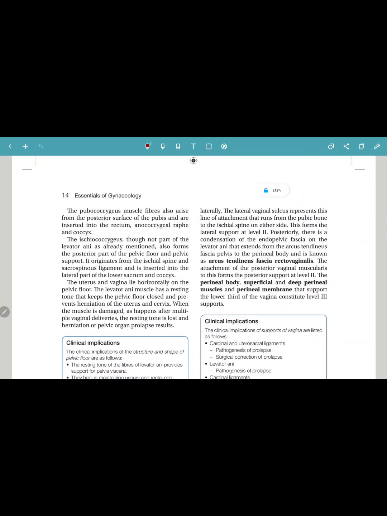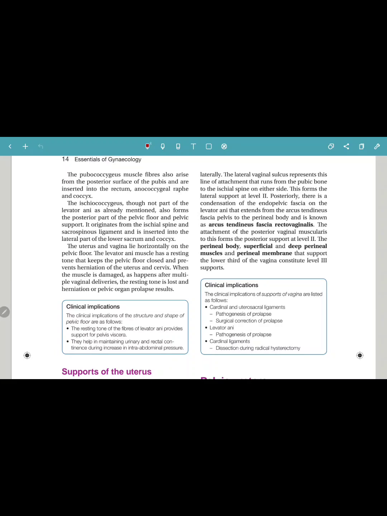The pubococcygeus muscle fibers also arise from the posterior surface of the pubis and are inserted into the rectum, anococcygeal raphe and the coccyx. The ischio-coccygeus is not a part, so not important. The levator ani muscle has a resting tone that keeps the pelvic floor closed and prevents herniation of the uterus and the cervix. This is very important.